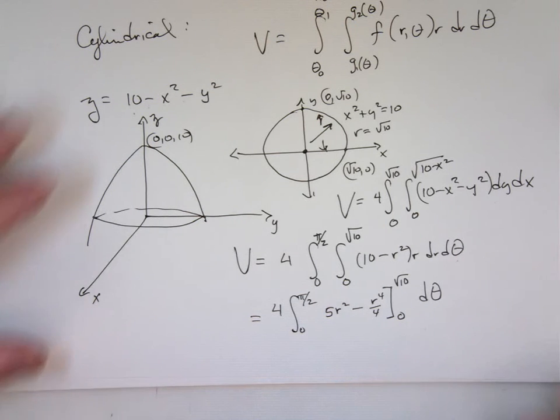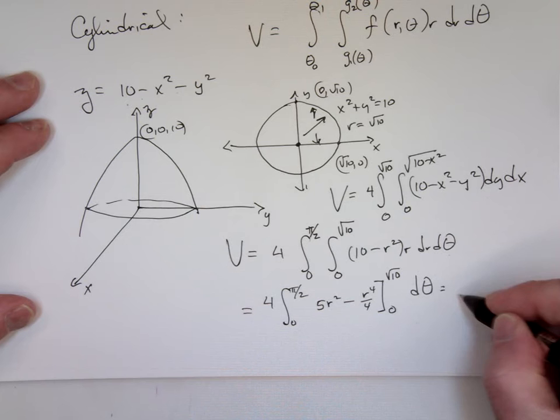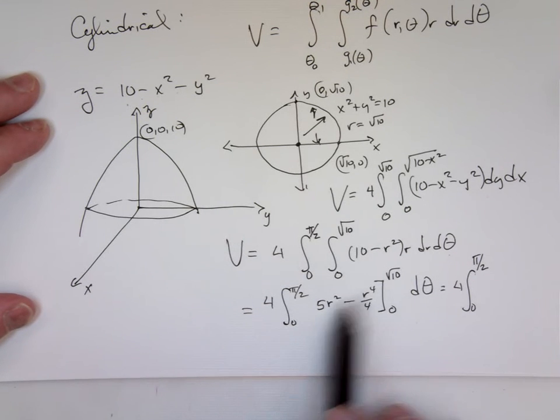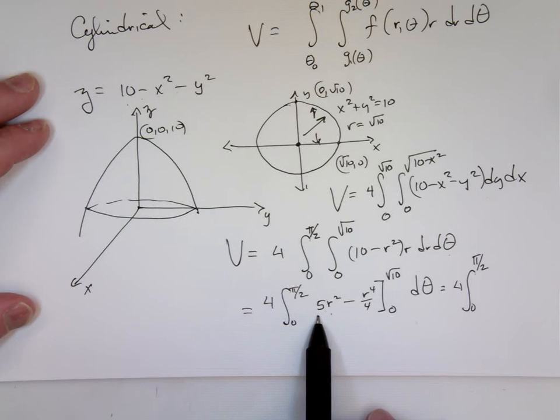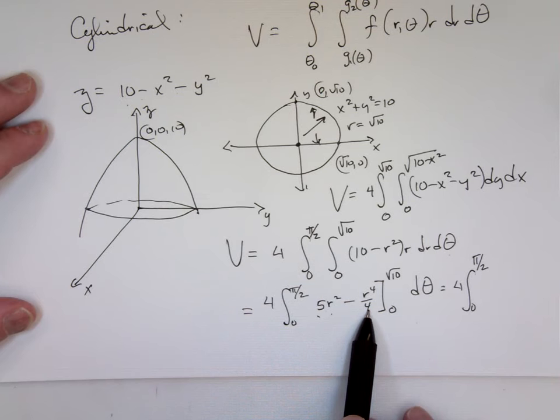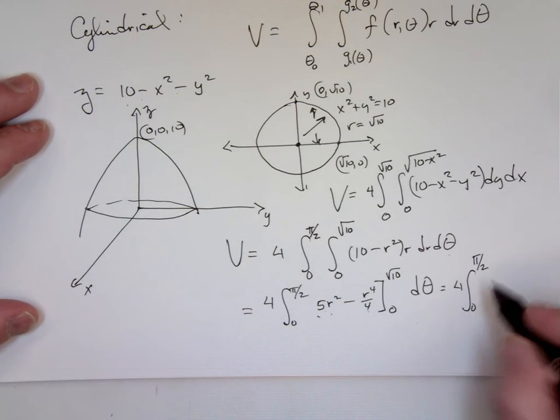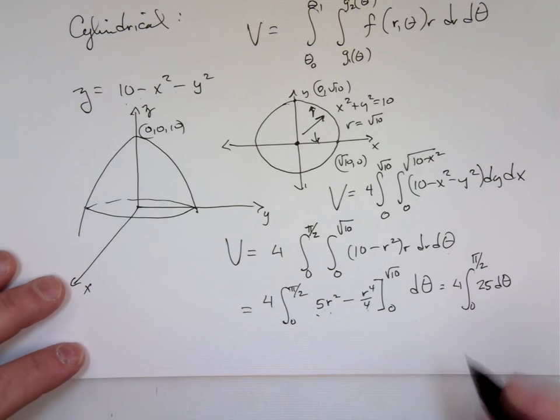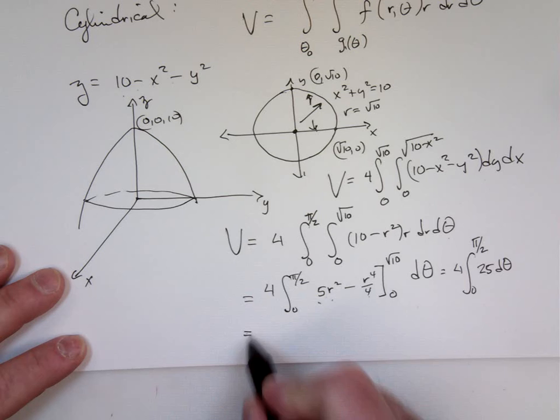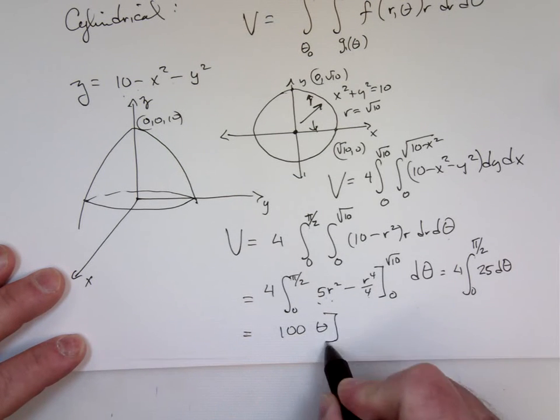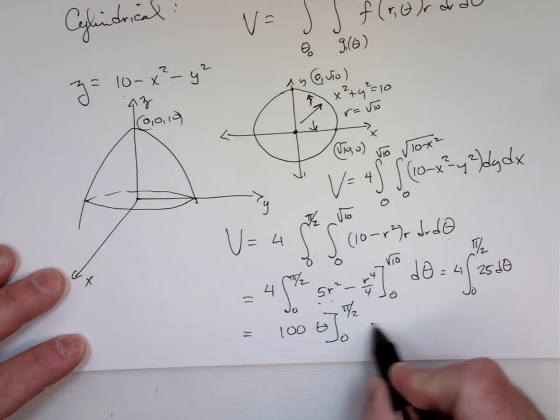That's equal to 4 times the integral from 0 to pi over 2. Square root of 10 squared gives me 10. That gives me 50. Square root of 10 to the 4th gives me a 25. I end up with 25 d theta. And it's just amazing, it comes out so simple. That's equal to 100. The integral of d theta is theta. We end up with 50 pi.